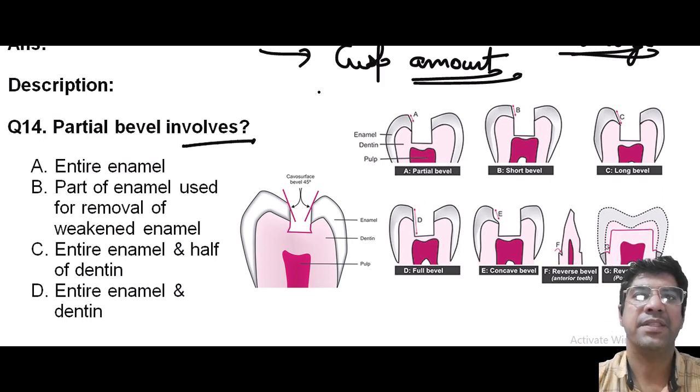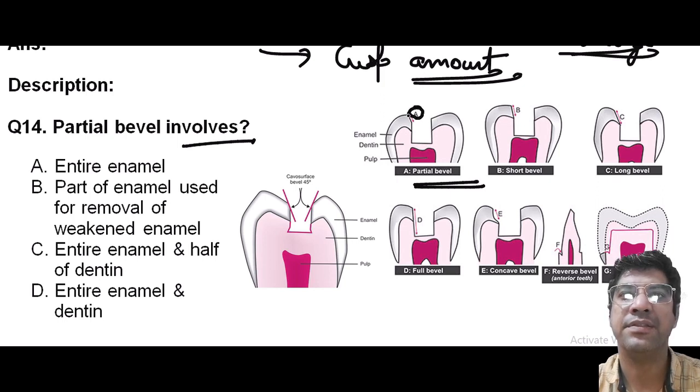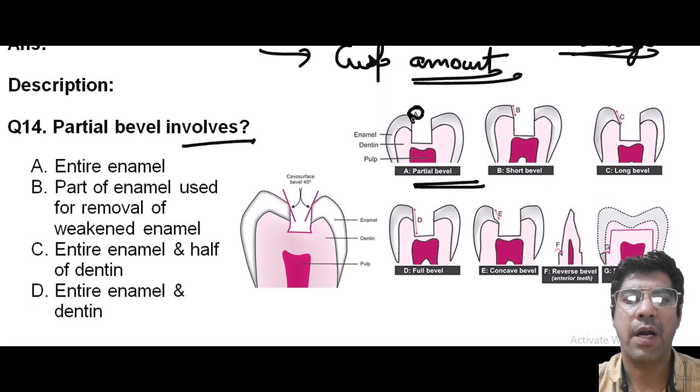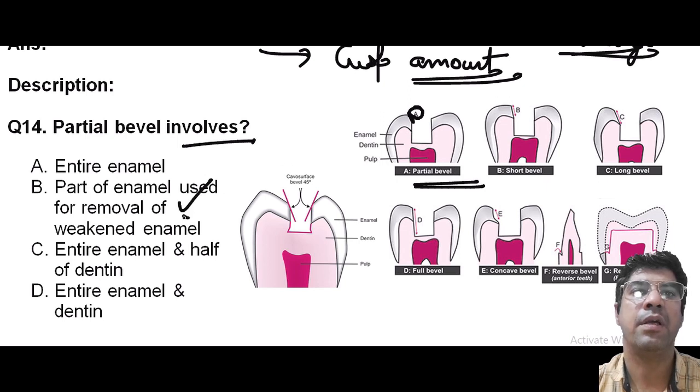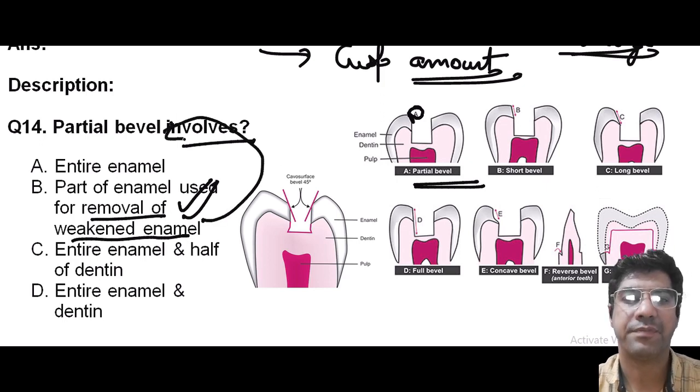The first is the partial bevel. This one is the partial bevel. It involves removing only a part of enamel. Check this red line: a part of enamel less than 2/3 of its thickness, and it is used to trim enamel at the margins of the cavity preparation. So the answer is: the bevel used for removal of weakened enamel is the partial bevel.